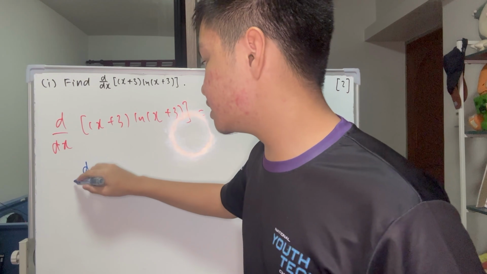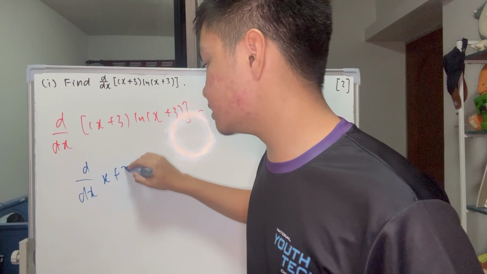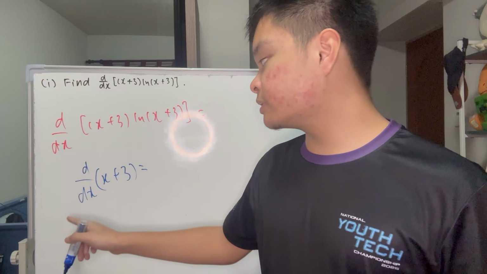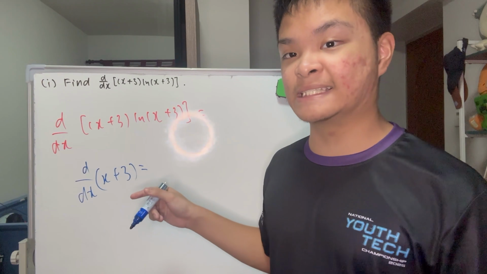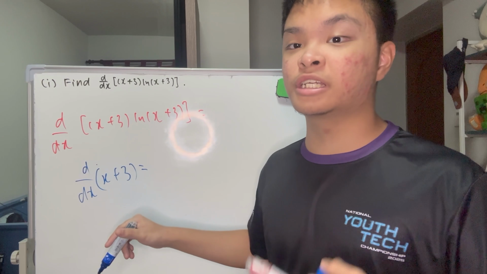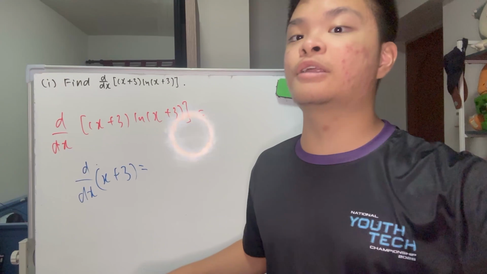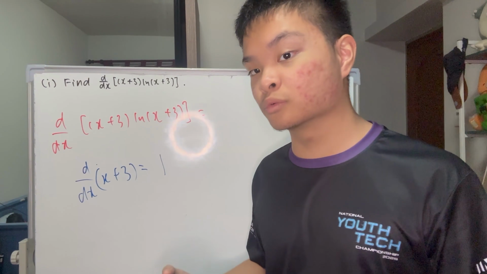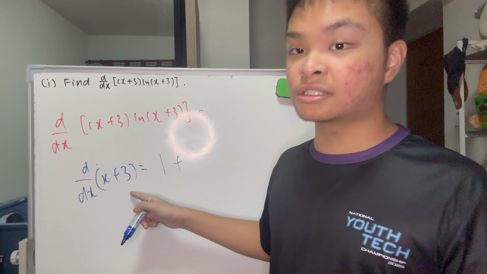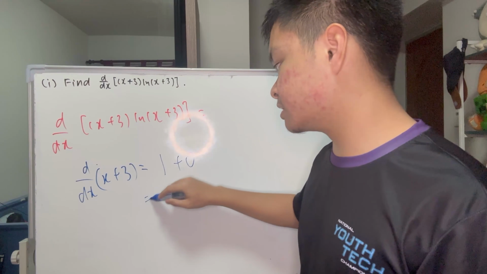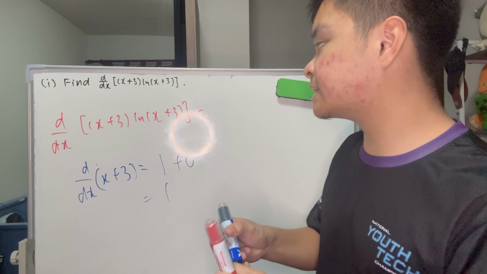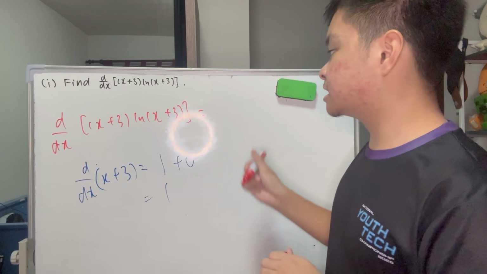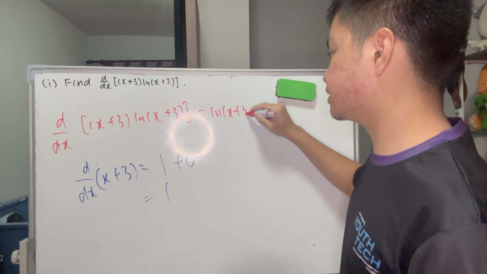If we differentiate x plus 3 bracket, we can split the differential on the inside. So this means that we're differentiating x, and then we're going to differentiate 3. Differentiate x is just 1 by the power rule. And if we differentiate a constant, it's just going to be 0. So it's just going to be 1. Which means that differentiate this multiplied by this, it's just going to be ln of x plus 3.